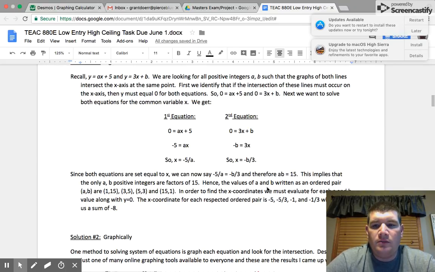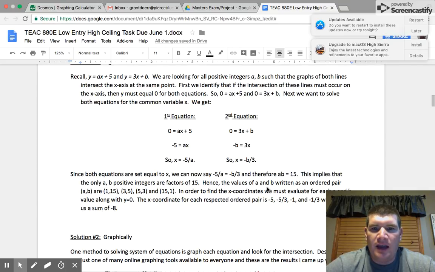So what does this mean for us? It seems like we've done a lot of work for not a whole lot of a result. Well, what this means is that a and b, the positive integers, have to be factors of 15. The only factors of 15 are 1 and 15, as well as 3 and 5. So hence a and b can be the ordered pairs (1, 15), (3, 5), (5, 3), and (15, 1).